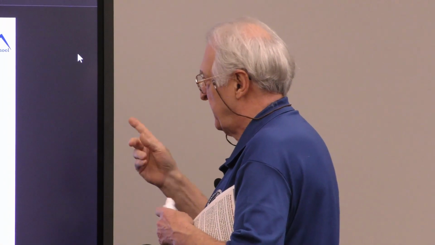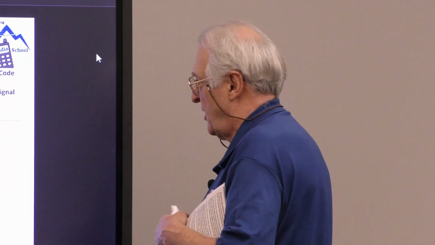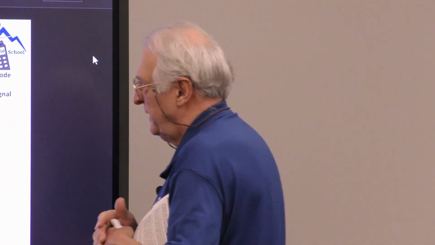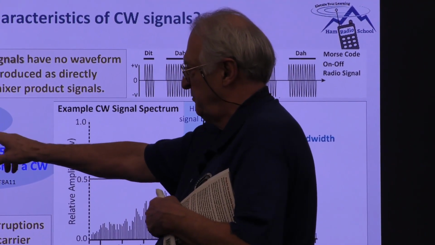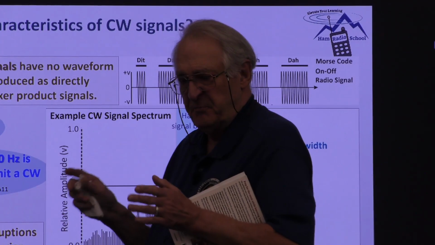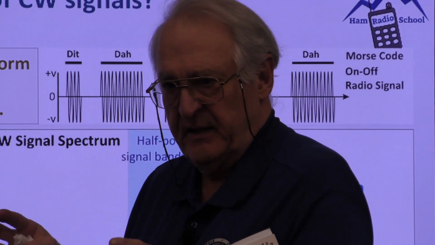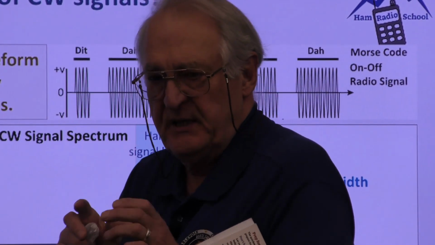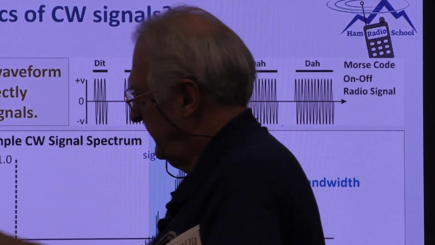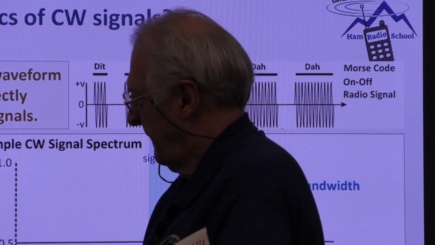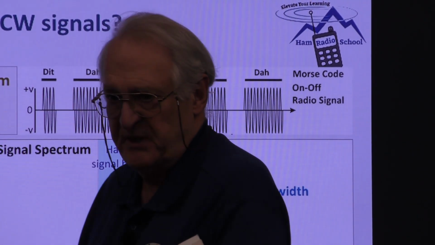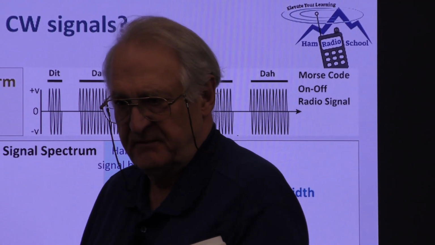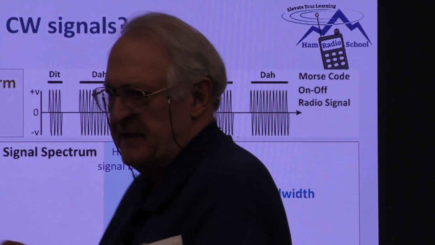Characteristics of a CW signal. Well, I talked about the dits and the das. It's on and off carrier. And they make a point here that the CW signal has the narrowest bandwidth of any mode. When we talk about bandwidth, how much space on the band is it occupying? How much room do we need to convey our intelligence? It has the narrowest bandwidth. Approximately 150 hertz is required to transmit a CW signal. Only 150 cycles. And you would say, why does it take that much?